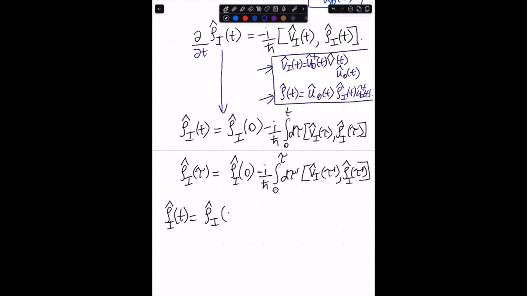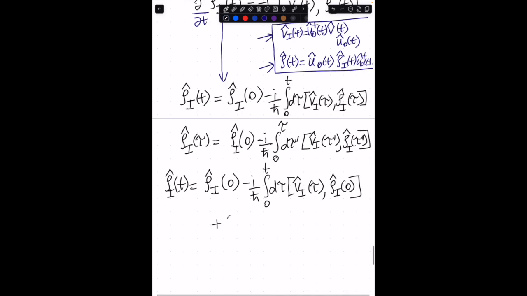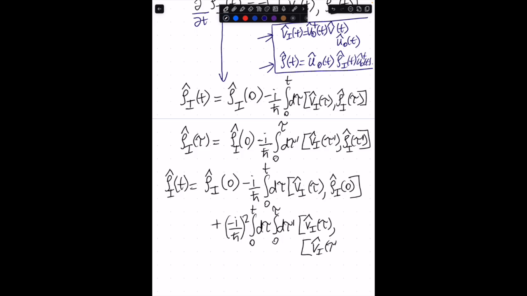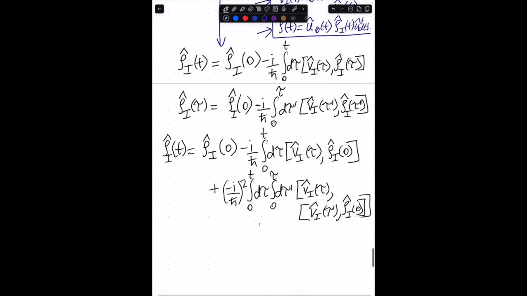So what we end up getting is rho hat I(t) is equal to rho hat I(0) minus i over h bar, integral from 0 to t d tau, V hat I(tau) rho hat I(0), plus minus i over h bar squared, integral from 0 to t d tau, integral from 0 to tau d tau prime, V hat I(tau), and then the commutator of V hat I(tau prime) with rho I(0). This is the second order term, and then you proceed so on and so forth.